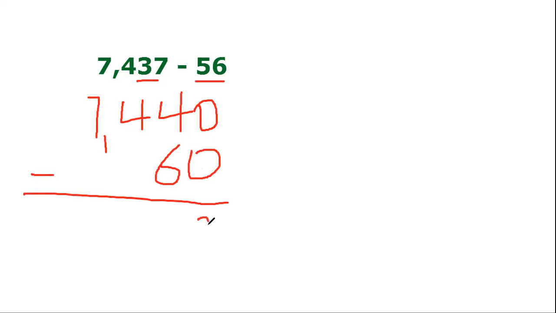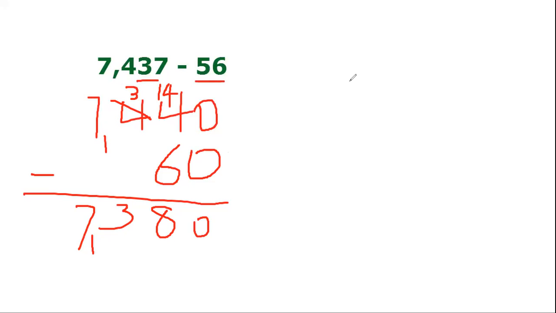0 minus 0 is 0. 4 minus 6, it cannot be. So let's borrow 1 here. So this will become 3. And this will be 14. 14 minus 6 is 8. Then bring down 3. And bring down 7. So this is the estimated value.